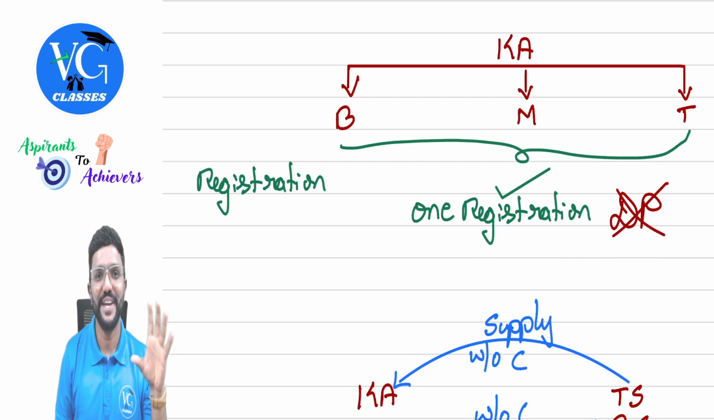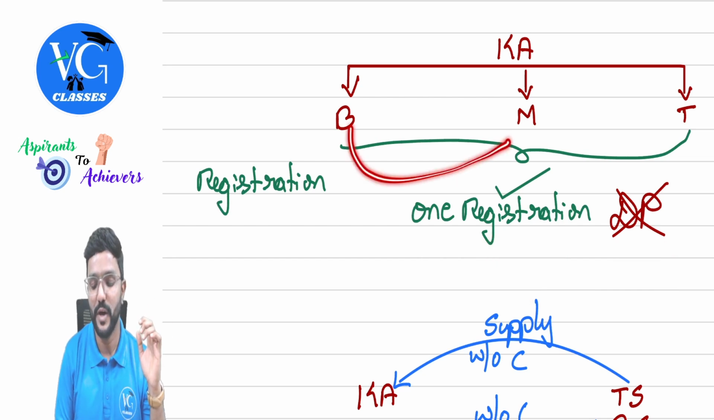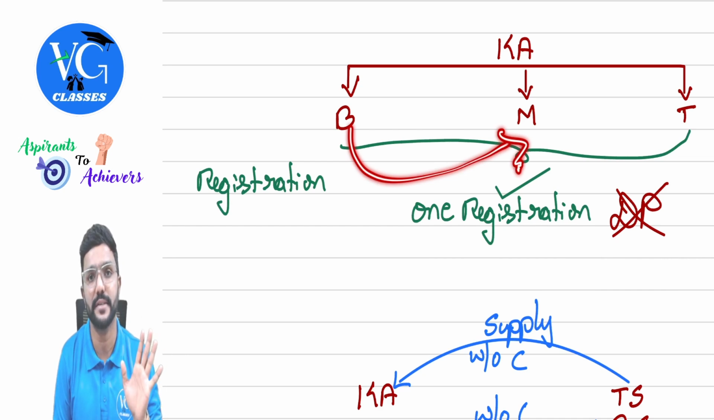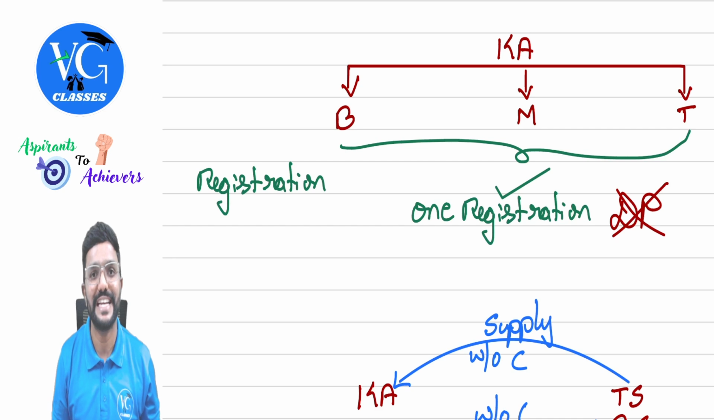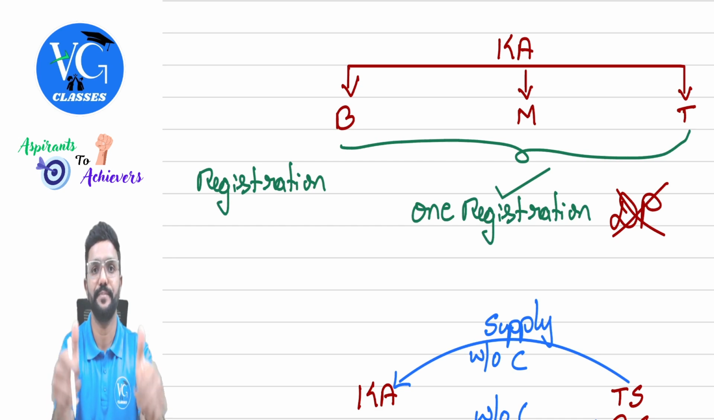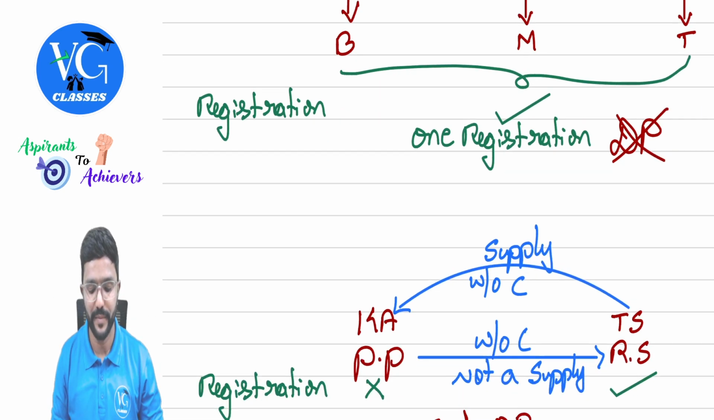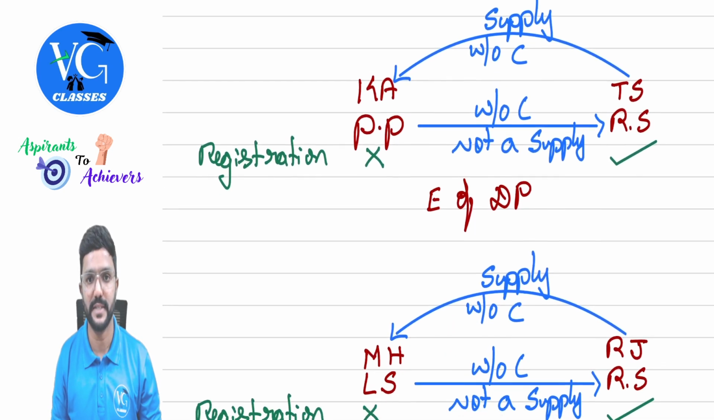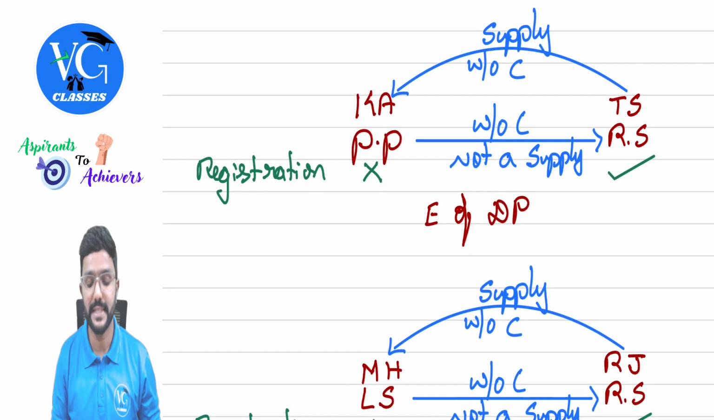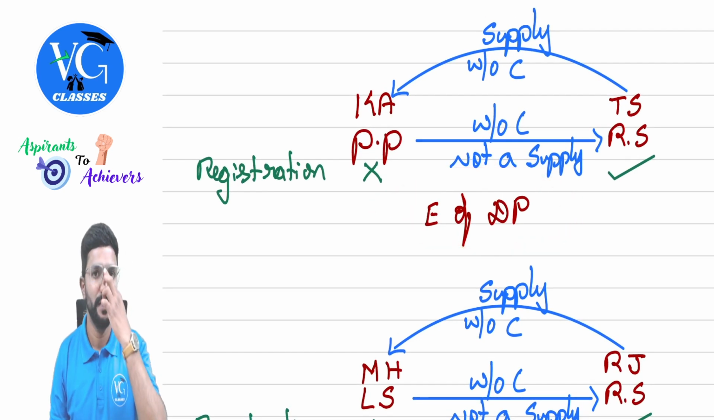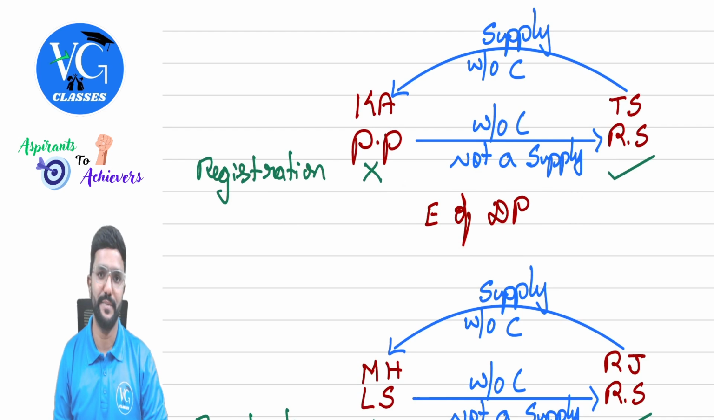In that case, if there is any transfer of goods from one branch to another branch which is registered separately, even if it is within the state, but without consideration, is it a supply? Yes, it is a supply. Next, distinct person. Next, we will discuss the establishment of distinct person.